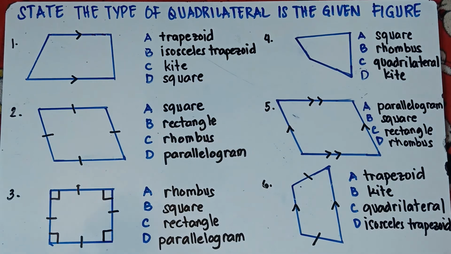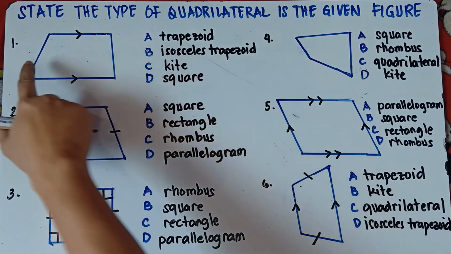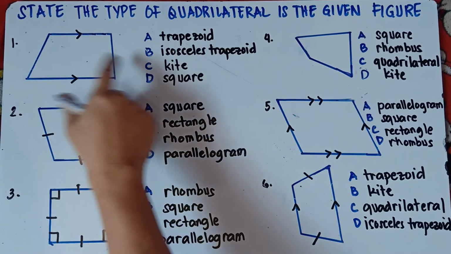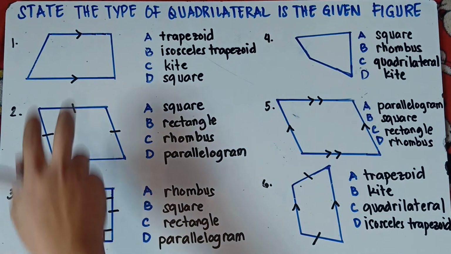Why is that, sir? Because for an isosceles trapezoid, the legs must be congruent. Since the legs have no markings, therefore the legs are not congruent. So check the figure, class.